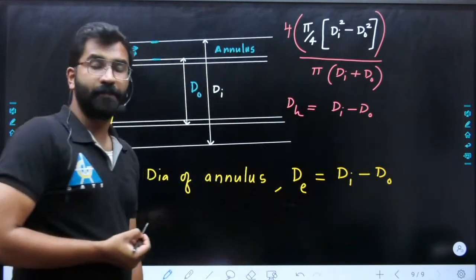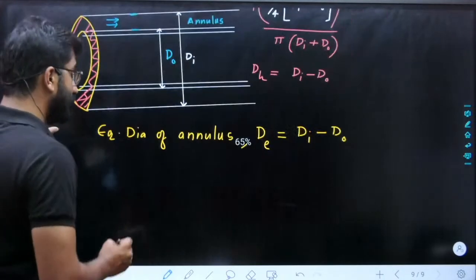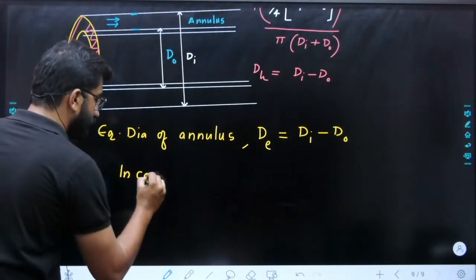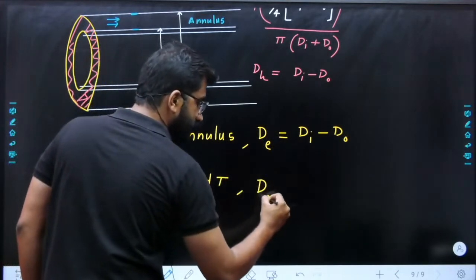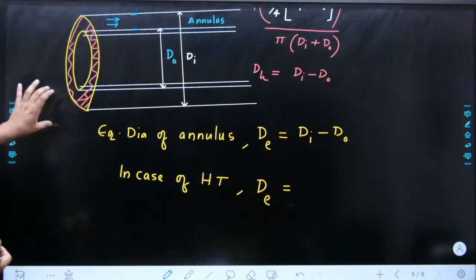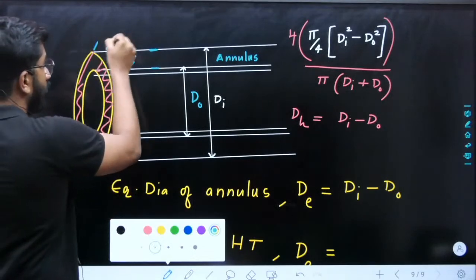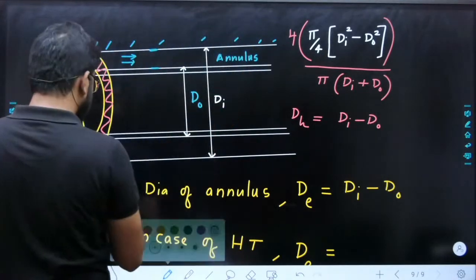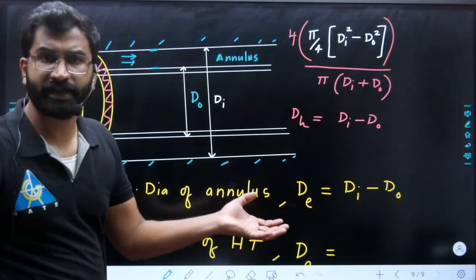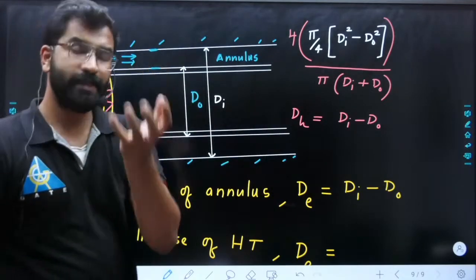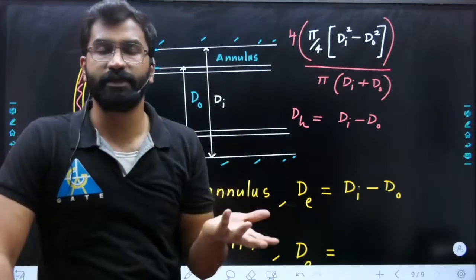Easy. Sometimes, however, they can ask for heat transfer. In case of heat transfer, what is the difference? What can change in the equivalent diameter? The change will be this, have a look. In case of heat transfer, this is the change because the outer surface of a heat exchanger is always insulated. Why? Because heat transfer should happen between the fluids, not between the fluid and the outside air.